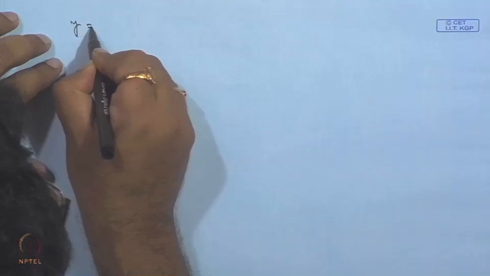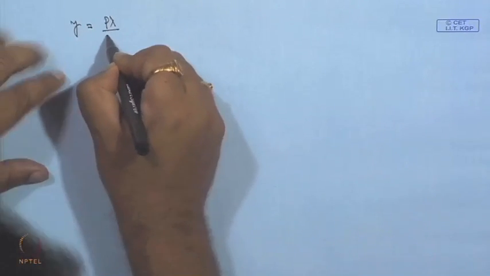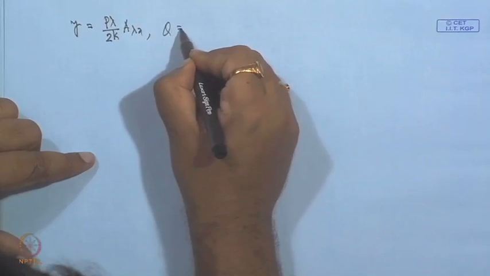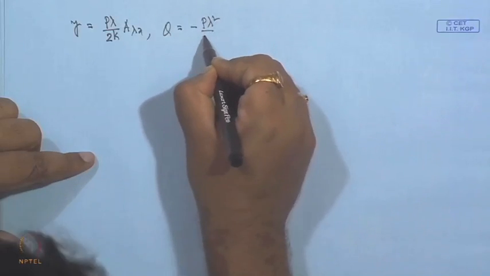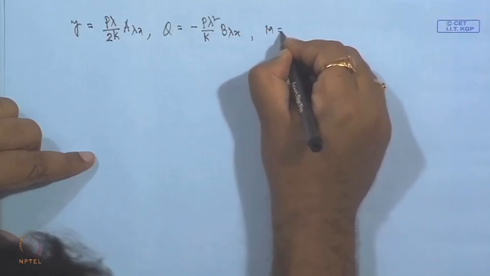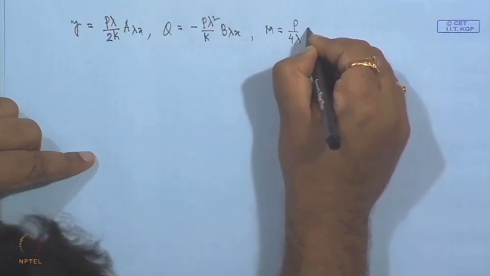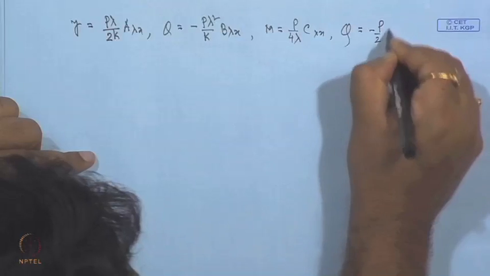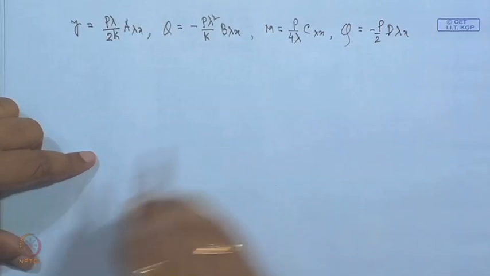Now, you have to draw the shape of these four quantities, so that we can identify them here. So, first we have y equal to P lambda by 2k A lambda x, theta equal to minus P lambda square by k B lambda x, bending moment M equal to P by 4 lambda C lambda x, and shear force Q is minus P by 2 D lambda x. So, these are the four expressions.